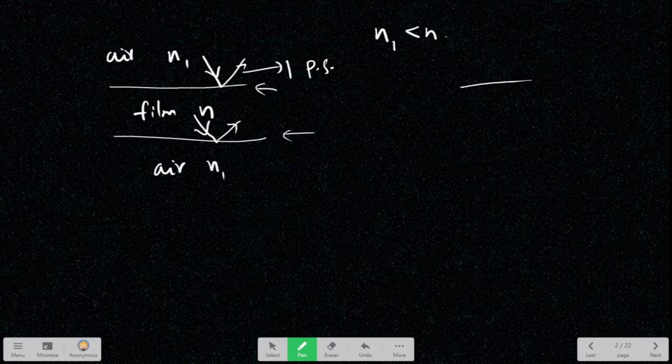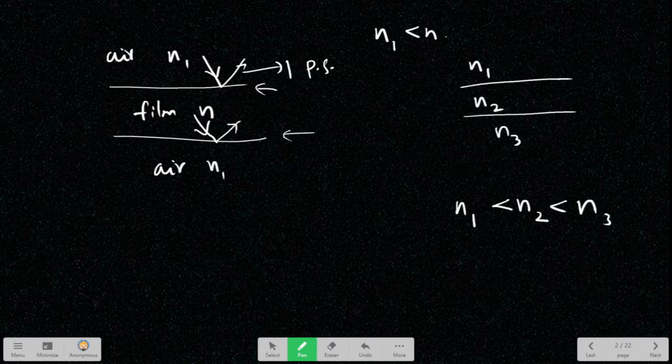Now consider another case where we have a situation like this. Here is a medium with refractive index n1, this is the film with refractive index n2, and here is another medium with refractive index n3, and we are told that n1 is less than n2 is less than n3. So in this case, here also there will be a phase shift occurring, and at this interface as well we have a phase shift, because both reflections are occurring at a higher refractive index.